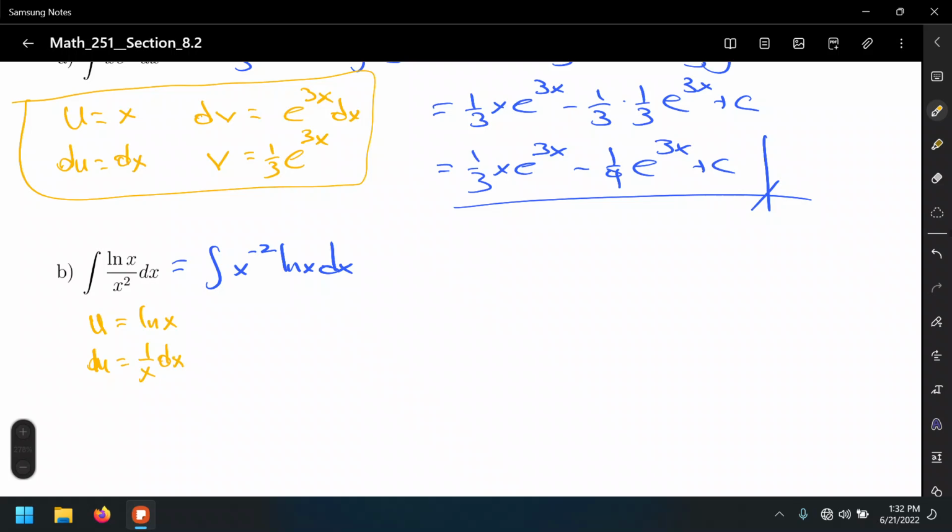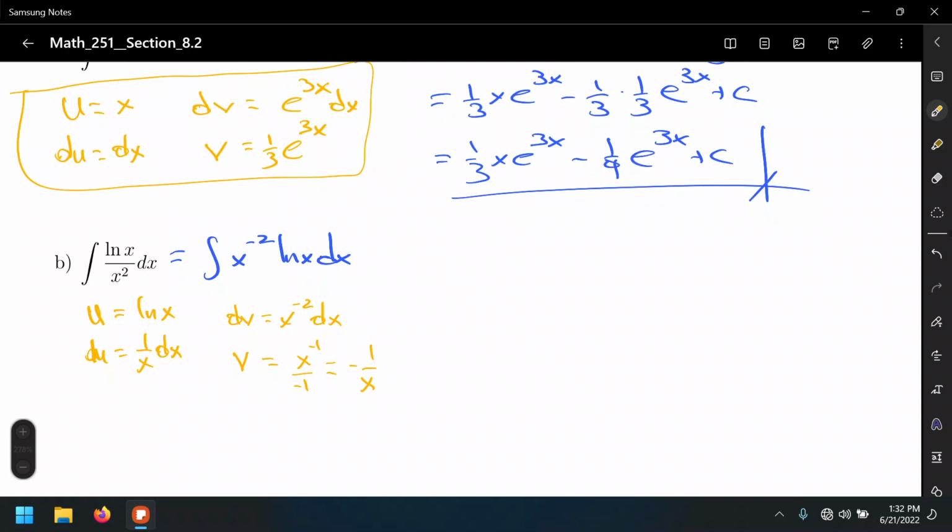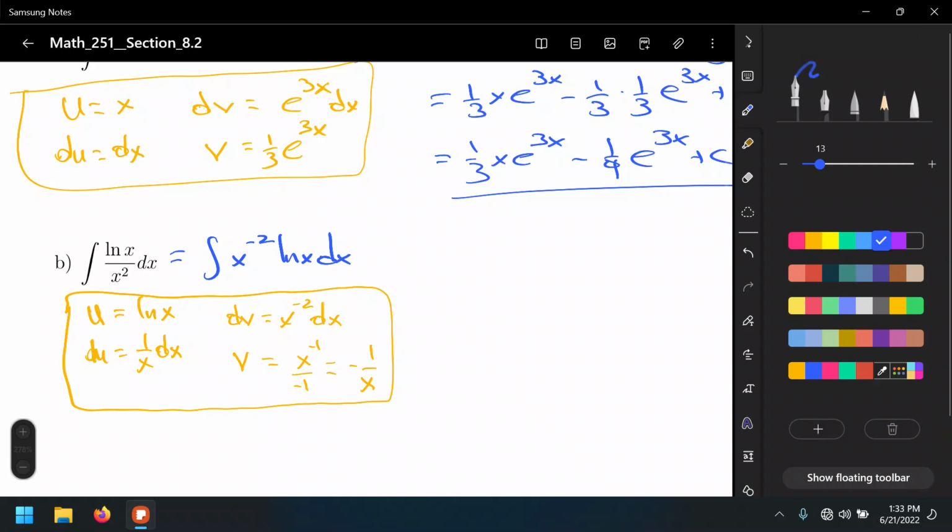Okay, so dv will be the remaining part, x to the negative 2 with respect to x. And well, to integrate this one, dv, that's going to add 1 to the exponent. So negative 2 plus 1, that's x to the negative 1 divided by negative 1. And let's reduce this to negative 1 over x to have a more proper notation for this. All right. So now that we have all the parts that we need for the integration by parts, let's do the integration by parts.